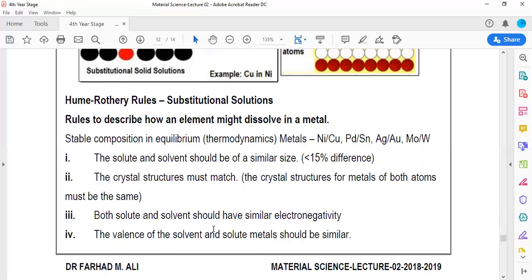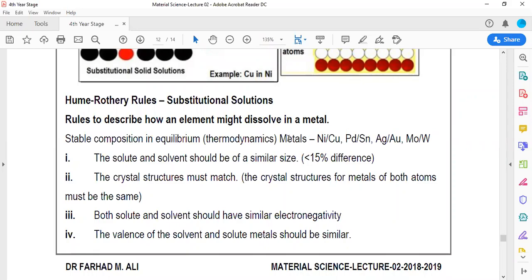The solute and solvent should be of a similar size. This is the first rule for substitutional solution. We're not saying same size, but similar size, which means they are close to each other. The difference is not that much, and it should be less than about 15% different in size. That's one of the rules for substitutional alloys.